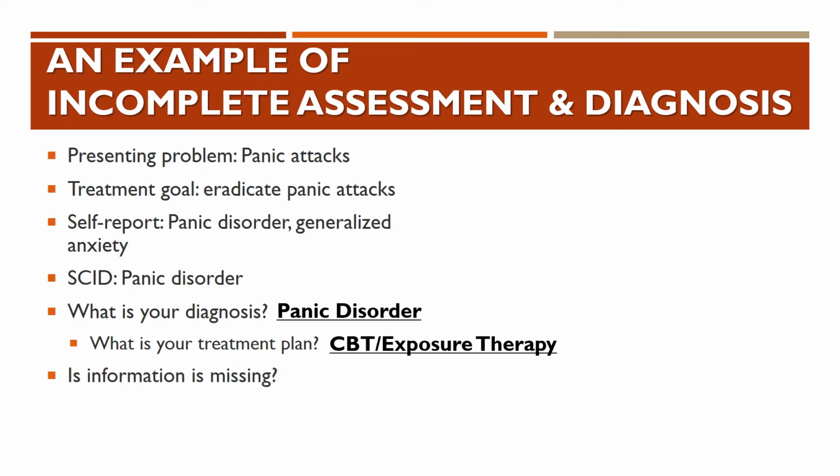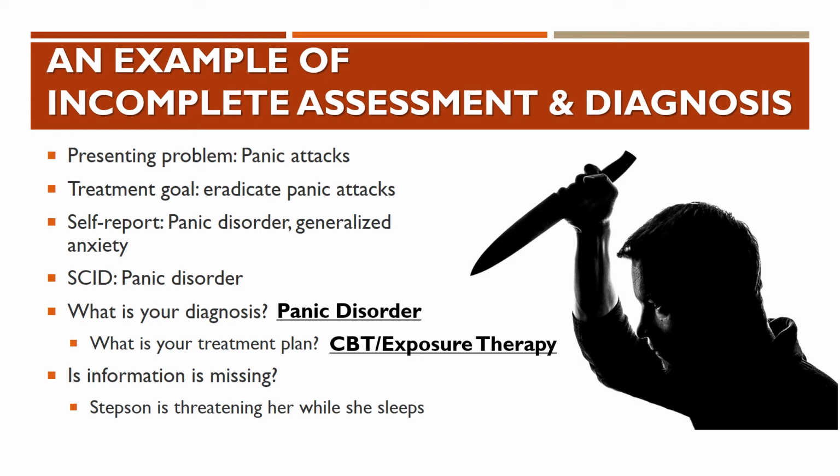Well, what information could be missing? I'm going to give you a hint. There's some information missing. And the information that was missing was that her stepson was threatening her. Her stepson, who was the son of her current partner, did not like her. He was unhappy that his father had divorced his mother and that his father was now in a long-term relationship with my client. Now, just to clarify, her stepson was about 17 years old.